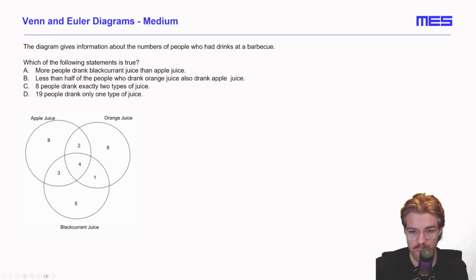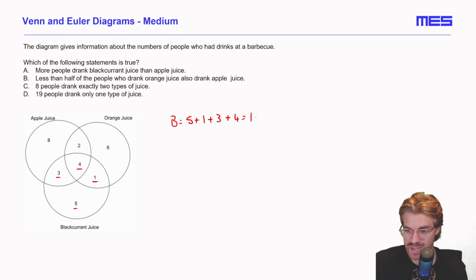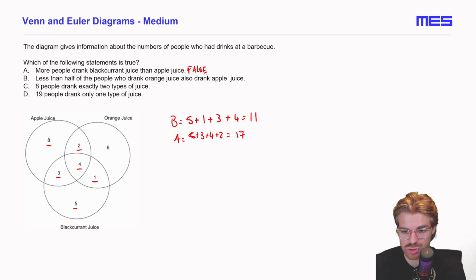So A, more people drank blackcurrant than apple juice. So let's compare our blackcurrant. We have 5 plus 1 plus 3 plus 4, we get 11. And our apple juice, we have 8 plus 3 plus 4 plus 2, and we get a total of 17. So this first one is false. There are more people drinking apple juice than blackcurrant juice.